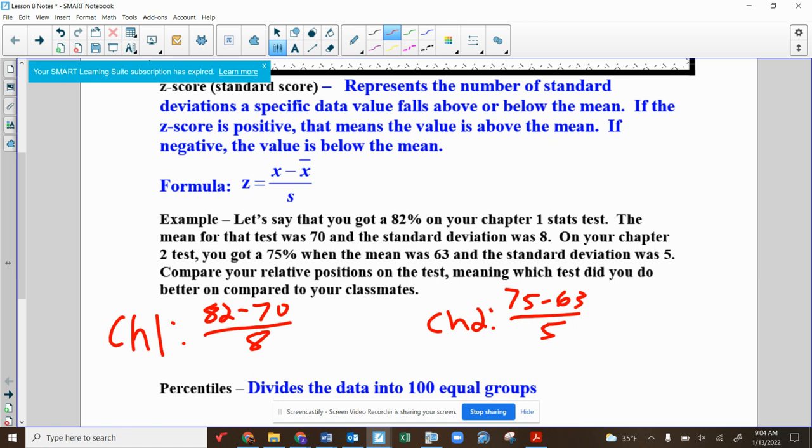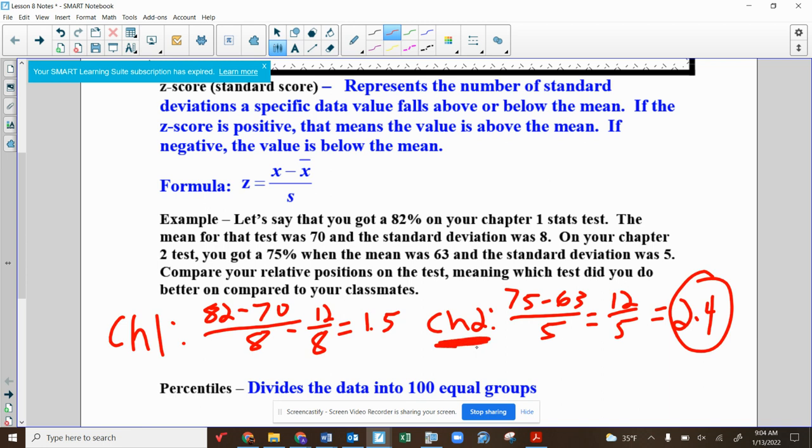Because this is a test score, you want to be higher above average. So the number that's higher above average would be the one that you would want. If you do 82 minus 70, that's 12. 12 divided by 8 is 1.5. And if you do 75 minus 63, that's 12. And 12 divided by 5 is 2.4. So again, you want the higher one. So you did relatively better on Chapter 2's test than you did on Chapter 1. Even though you got a higher score on Chapter 1, compared to the rest of the class, you did better on Chapter 2.